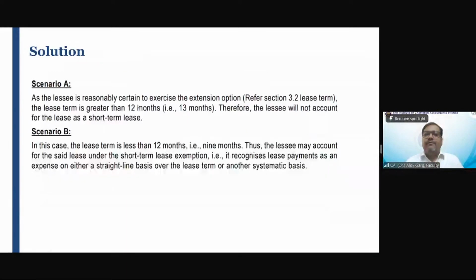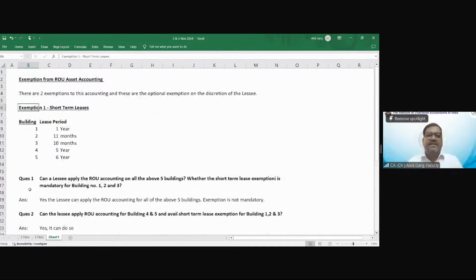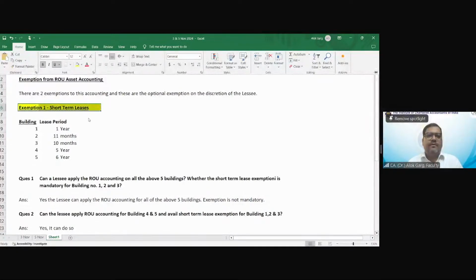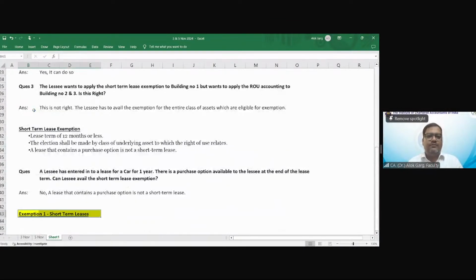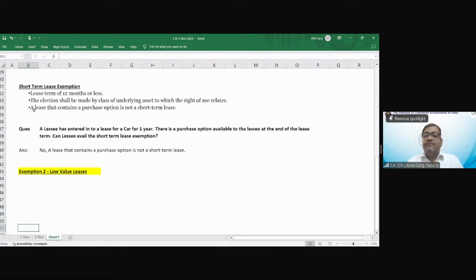Right. Friends, then the other exemption is the low value lease exemption. What is meant by the low value lease exemption? The first exemption, exemption number 1, was short-term lease. What is my exemption number 2? My exemption number 2 is the low value leases exemption.